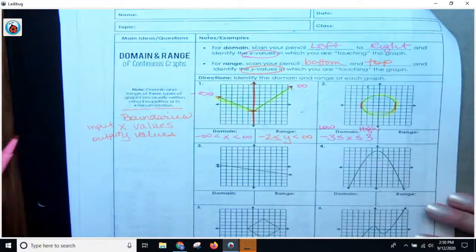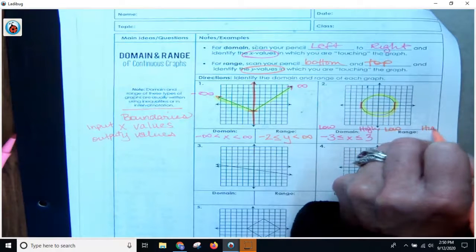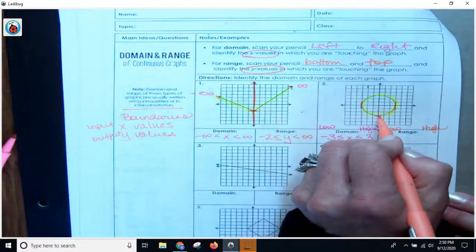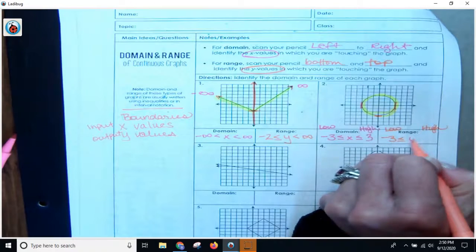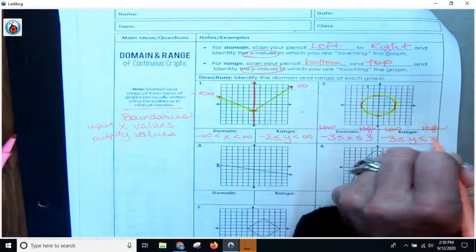What about your range? Well, I'm going from the bottom, so my lowest y value, to my highest y value. My very lowest is going to be right here at -1, 2, 3, is my lowest, and it's actually touching. We're talking about my range, so our y values, and it's going to go up 1, 2, 3 to +3, and it would touch that.